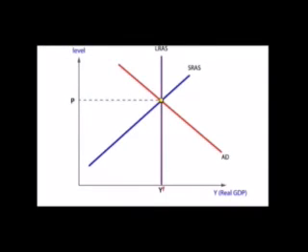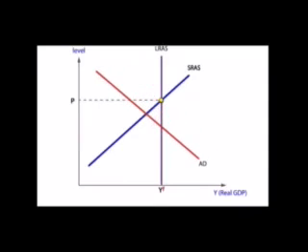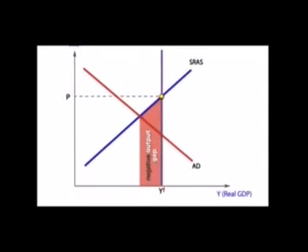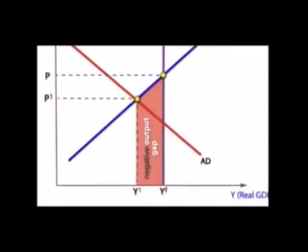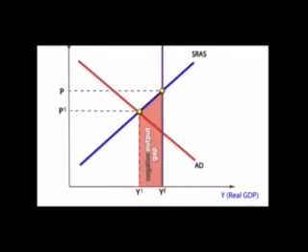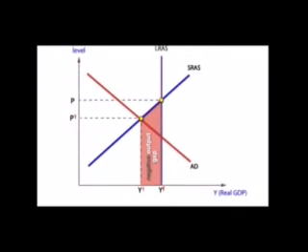A negative demand-side shock can reduce aggregate demand, causing a negative output gap. This could be the result of a fall in a component of aggregate demand, or a fiscal or monetary shock. This is what happened to many global economies following the 2008 financial crash.